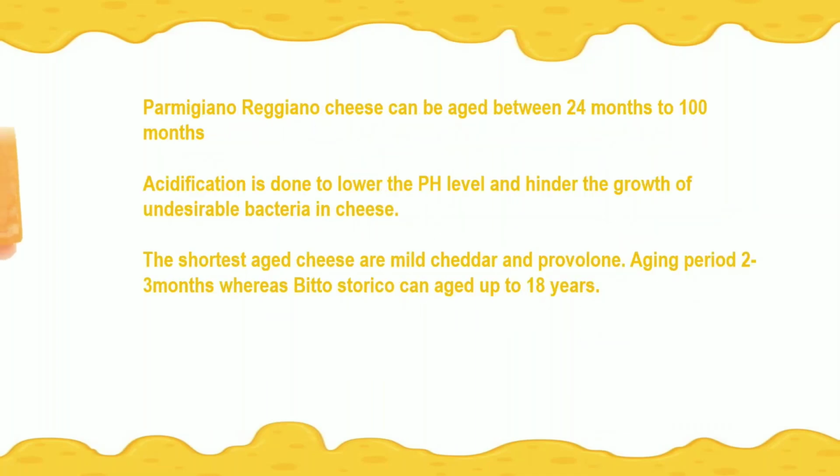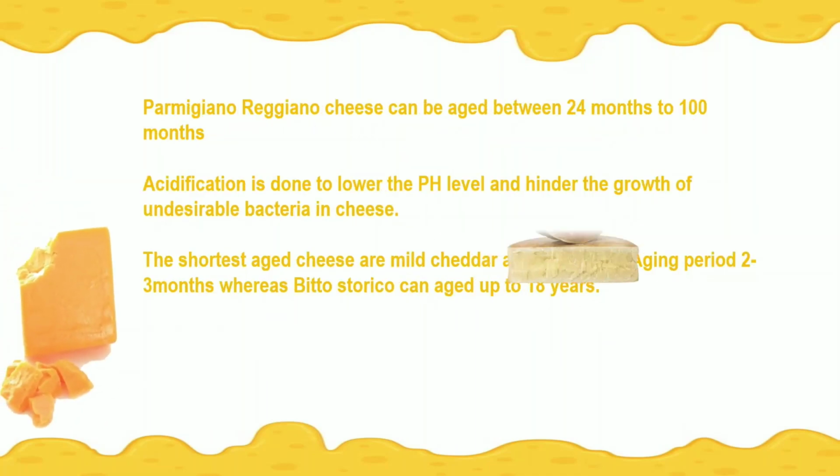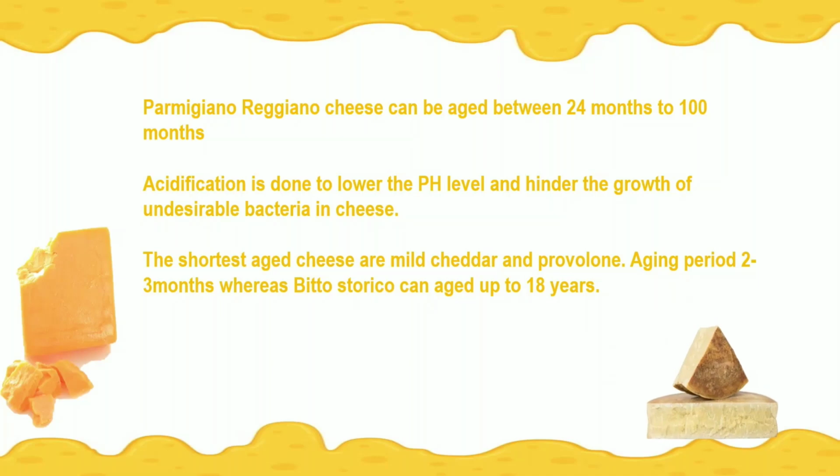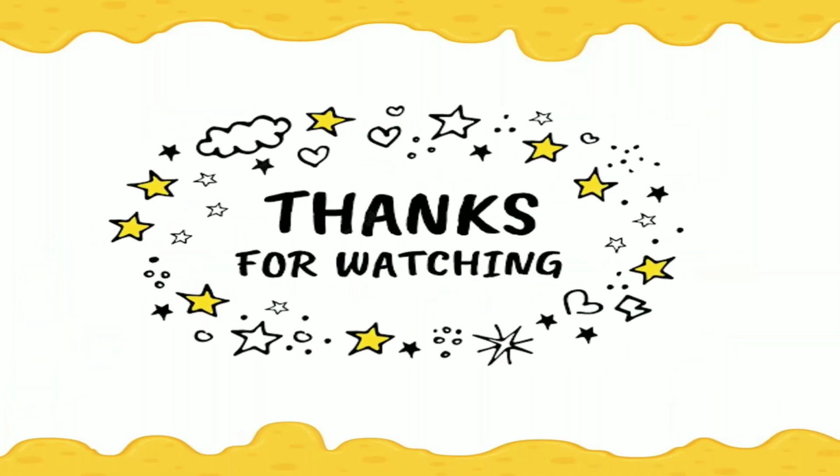Parmigiano Reggiano cheese can be aged between 24 months to 100 months. Acidification is done to lower the pH level and hinder the growth of undesirable bacteria in cheese. The shortest aged cheese are mild cheddar and provolone, with an aging period of 2 to 3 months, whereas Bitto Storico can be aged up to 18 years.